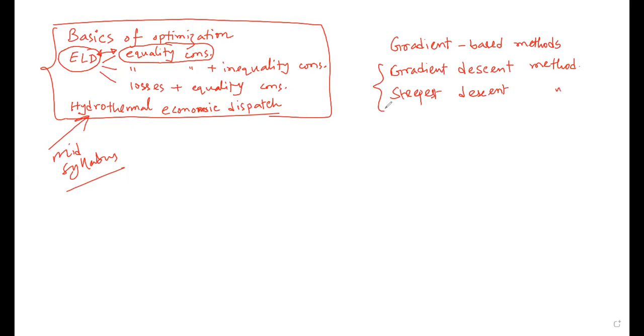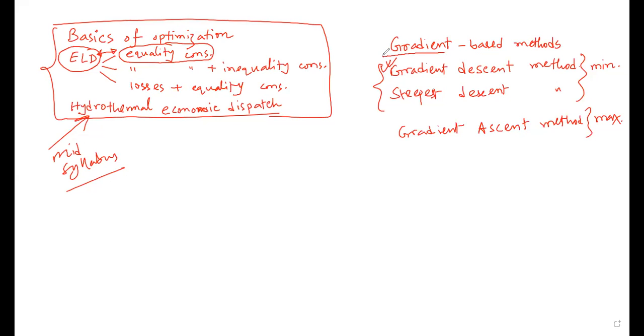If it is a minimization problem, we will go for the gradient descent method. So these are specifically for minimization problem. However, if it is a maximization problem, we can adopt a similar kind of technique, but we will then call it the gradient ascent method. So this is for maximization problem.